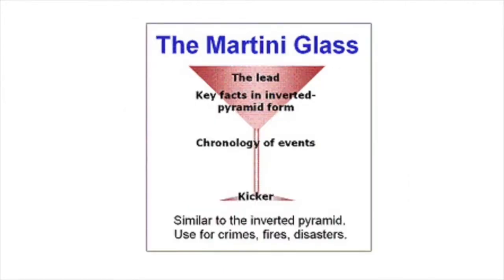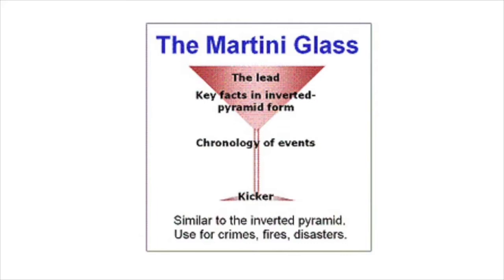A close cousin of the inverted pyramid is what's known as the Martini Glass format. It works like this. You begin with an inverted pyramid summary of the story's most important facts. This is usually just a few short paragraphs. Once that's done, you shift into a chronological order of what happened, and then detail what happened step by step. If possible, end with a kicker, a surprise twist, or a strong closing quote.